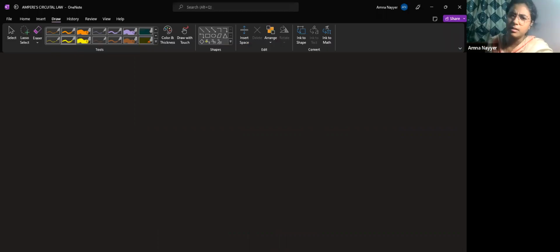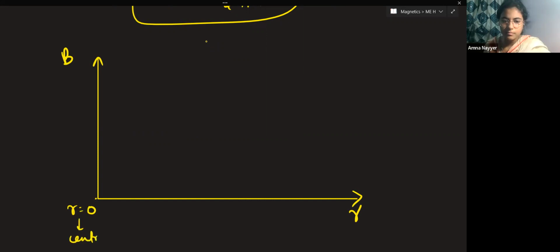Now one thing. One more thing can be asked. Maximum this can be asked; beyond this, nothing will be asked. See, this is your magnetic field. This is your Amperian radius. Please, class, pay attention to this graph. This is the center. r is equal to 0 means center.